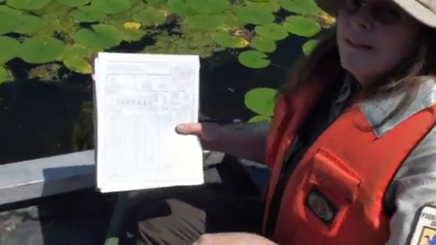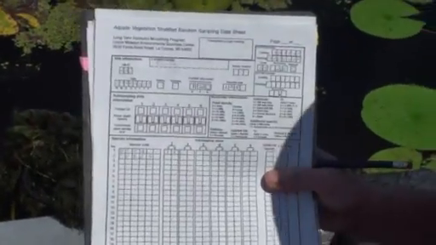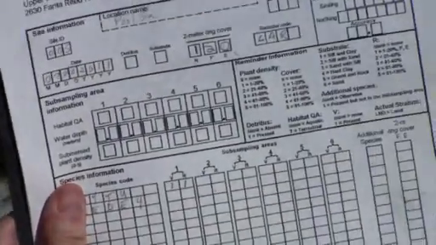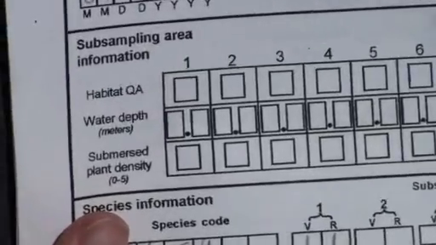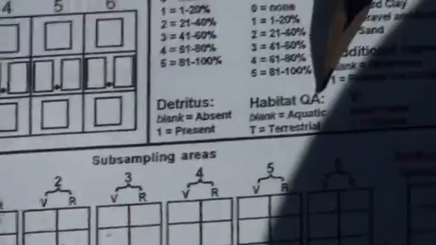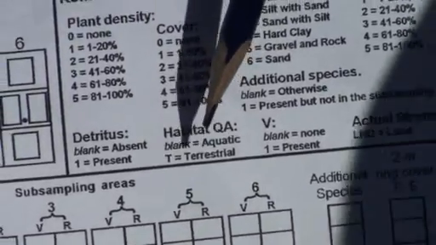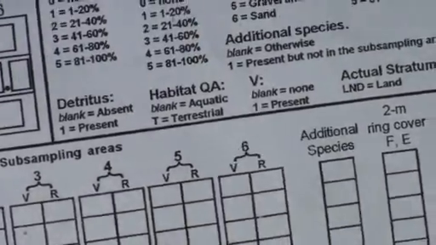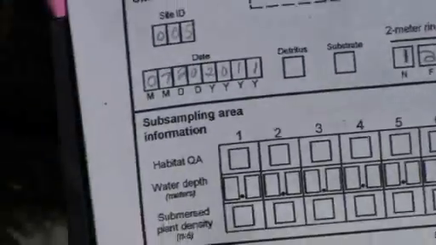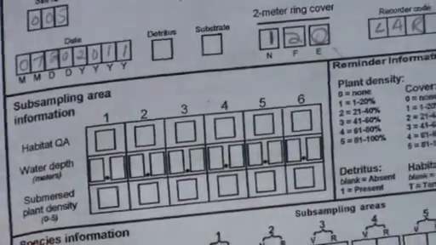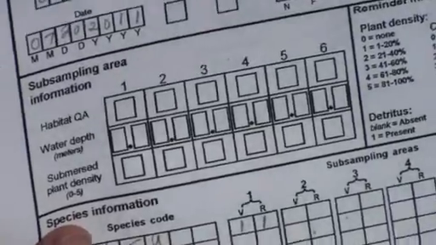Okay, so we'll go back to the data sheet and kind of backtrack a little bit. We're at our subsample area 1, so we're saying habitat QA. I have no idea what that is. Let's go over to the reminder information, and we see habitat QA blank. You leave it blank if it's aquatic. You put a T in there if it's terrestrial or land. So we're definitely in aquatic, so we're going to leave that blank. Then the water depth, we look at our water depth before we pull the rake up and then put our number in there.